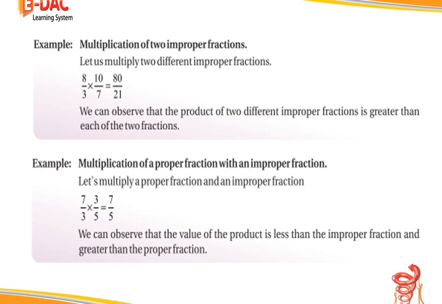Let's see another example. In the next example, we will multiply proper fraction with an improper fraction. And that is where you see 7 upon 3 multiplied by 3 upon 5, it comes up to 7 upon 5. So what do we observe here? We observe that the value of the product is less than the improper fraction and greater than the proper fraction.